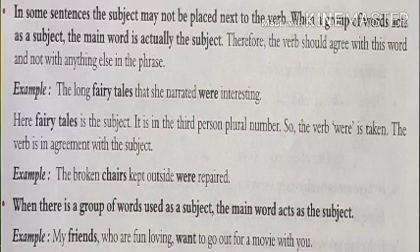And one more thing, when there is a group of words used as a subject, the main word acts as the subject. For example, my friends who are fun-loving want to go out for a movie with you. The main word friends is the subject, and according to this friends only we have to use the verb, that is want. We cannot write here wants because the subject friends is plural. We should use here want.